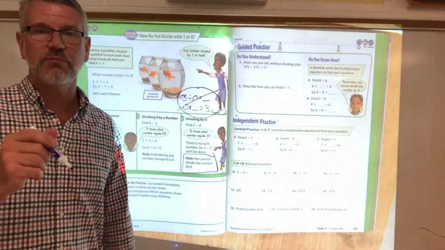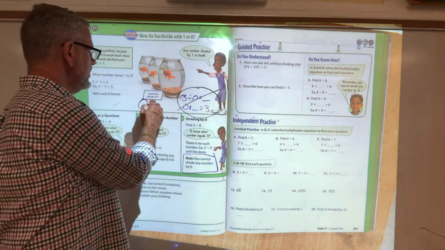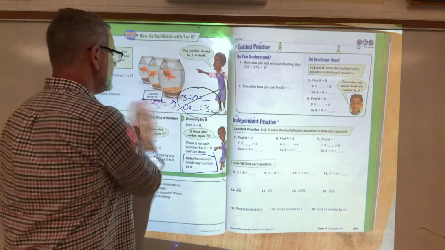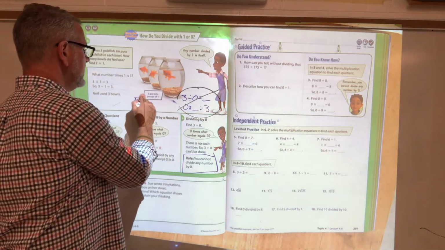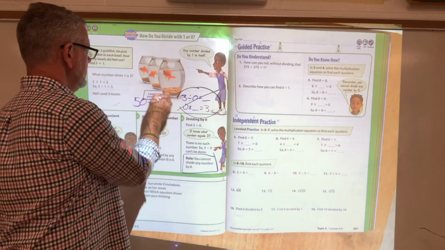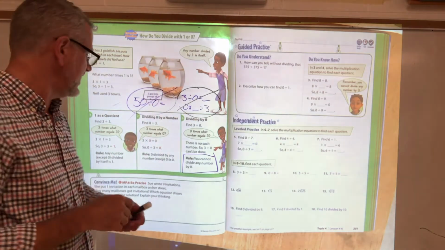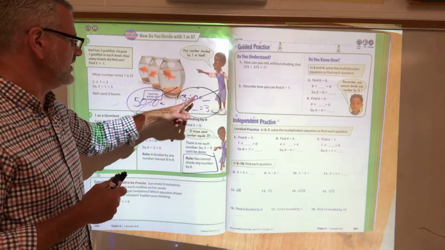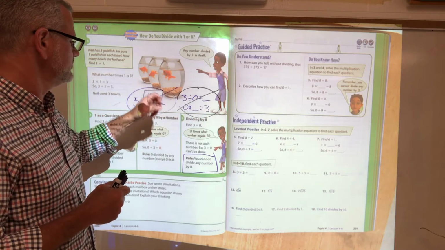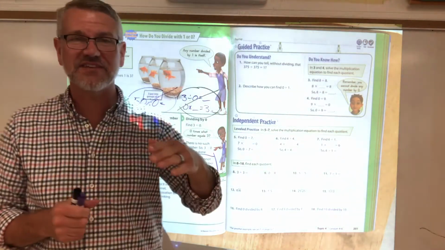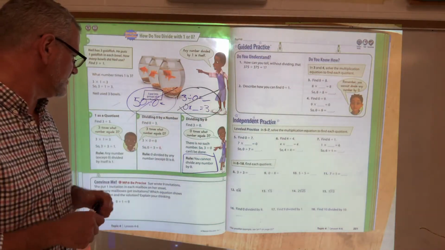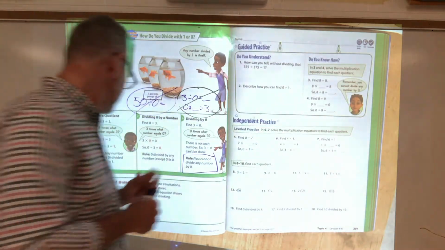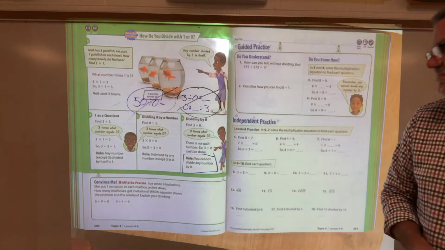Now you can divide 0 by some number. 0 divided by 50 is going to be 0. But you cannot say 50 divided by 0. That doesn't work. No, I'm so sorry. 0 can be the dividend, but it cannot be a divisor. All right? You can have 0 to start with, but you can't divide something into 0 groups. That doesn't work.